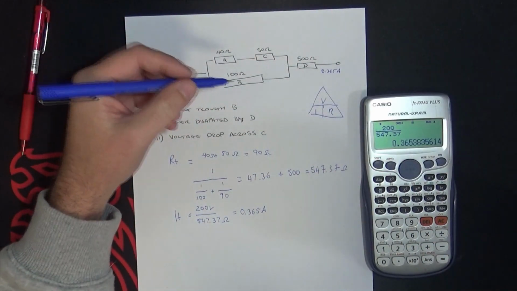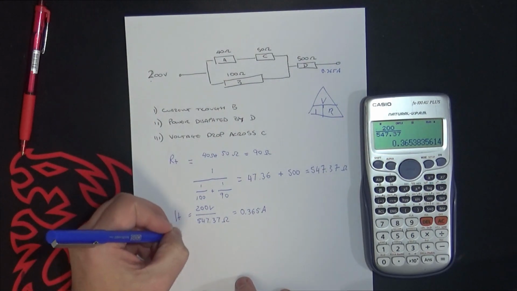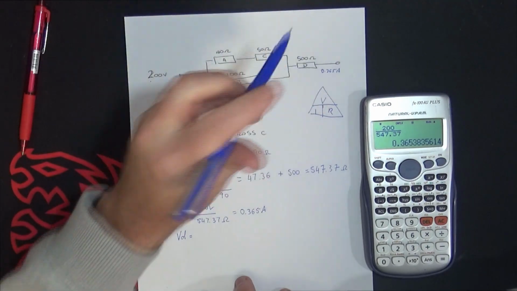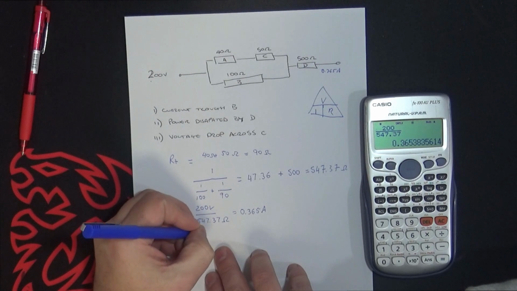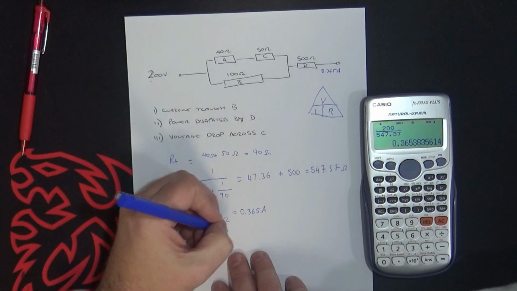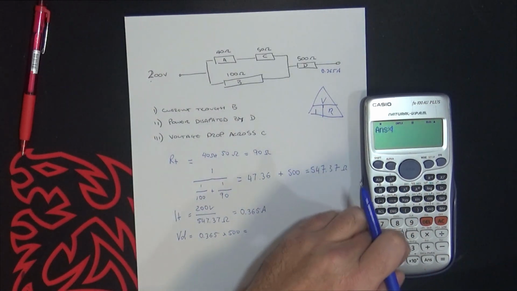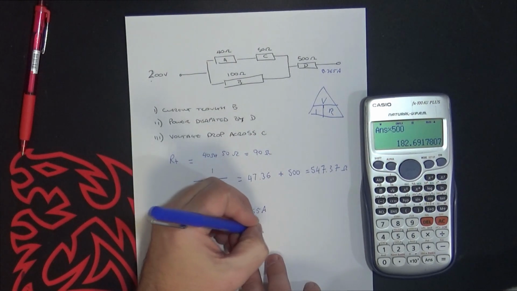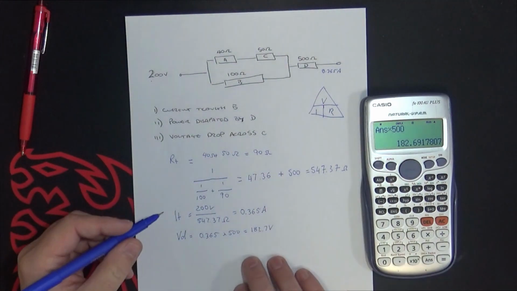So to work out VD, VD is IR, so it's 0.365 by 500 equals 182.7 volts, because I rounded.